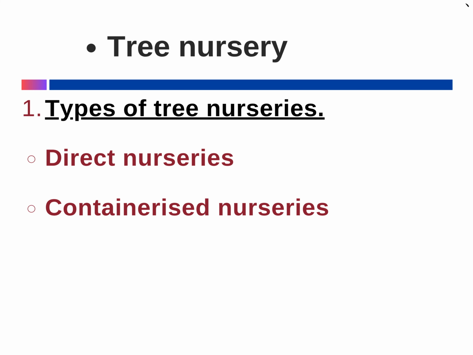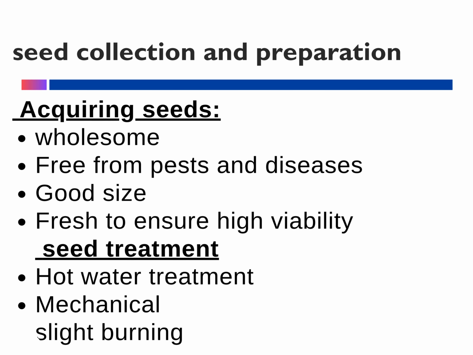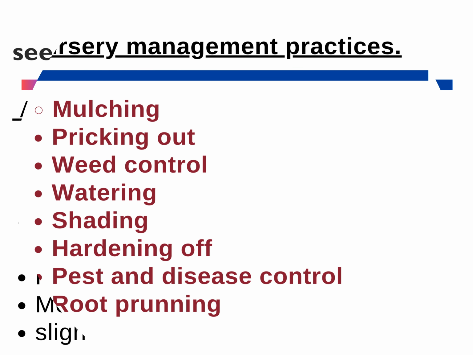Tree nursery. Types of tree nurseries. Direct nurseries, containerized nurseries. Seed collection and preparation. Acquiring seeds: wholesome, free from pests and diseases, good size, fresh to ensure high viability. Seed treatment: hot water treatment, mechanical, slight burning. Nursery management practices. Mulching. Pricking out. Weed control. Watering. Shading. Hardening off. Pest and disease control.